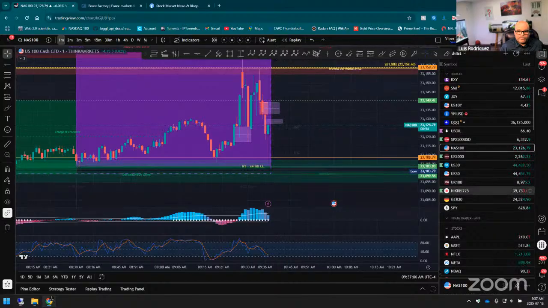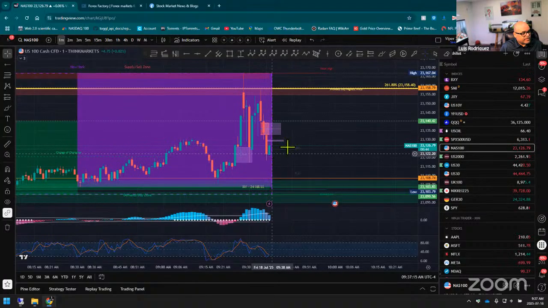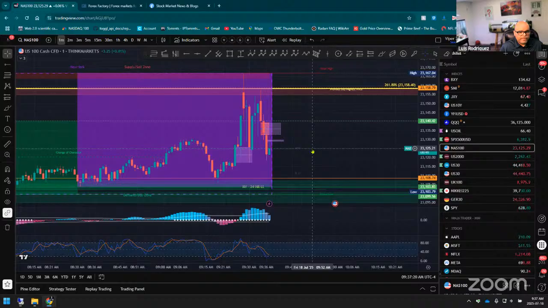Nice, nice push to the upside. It might be just coming for that fair value gap, that imbalance on the very top. It's literally just trying to go back up. It's a battle between buyers and sellers.